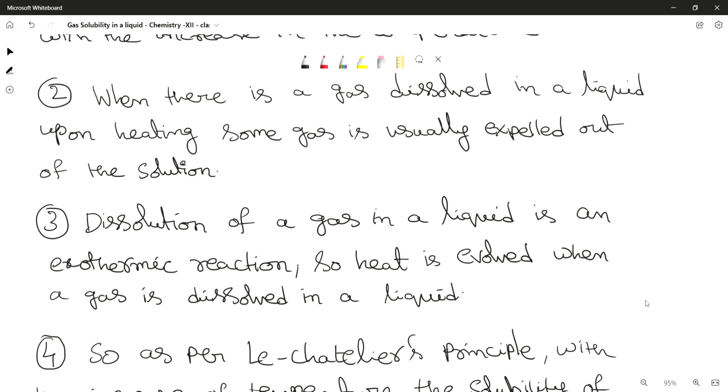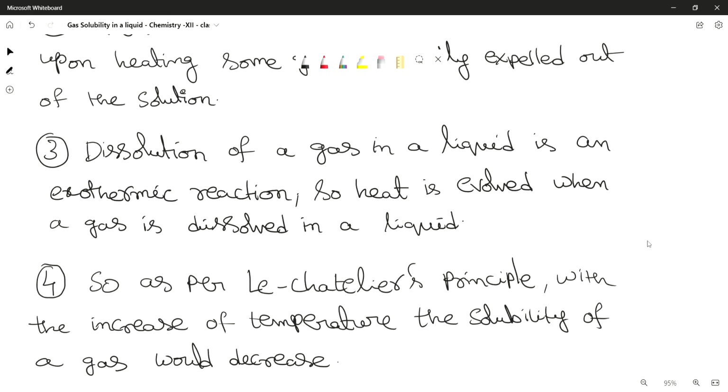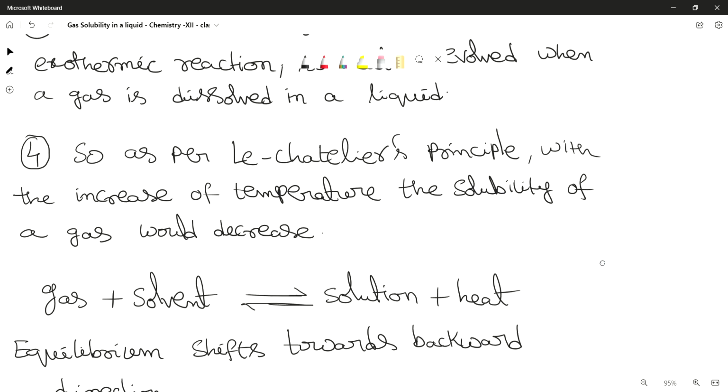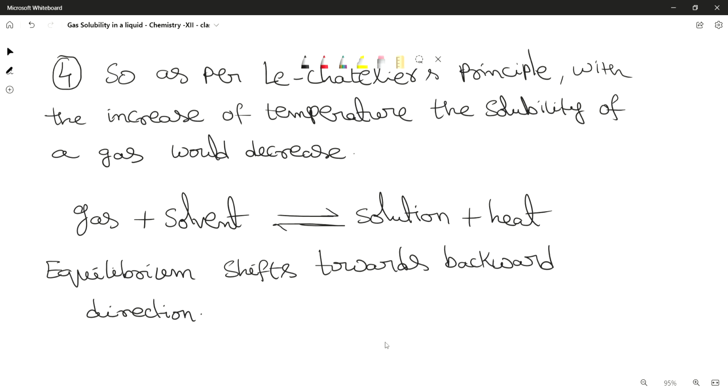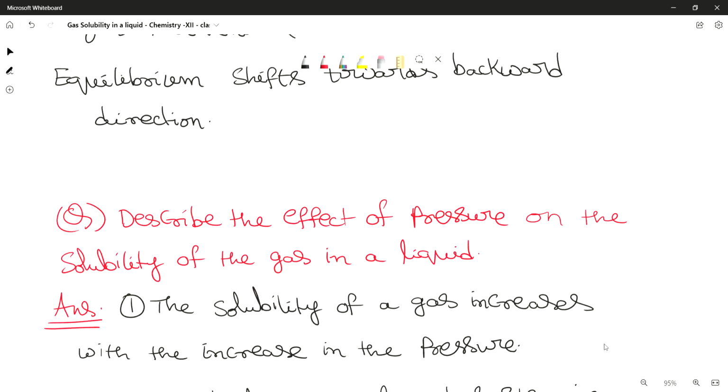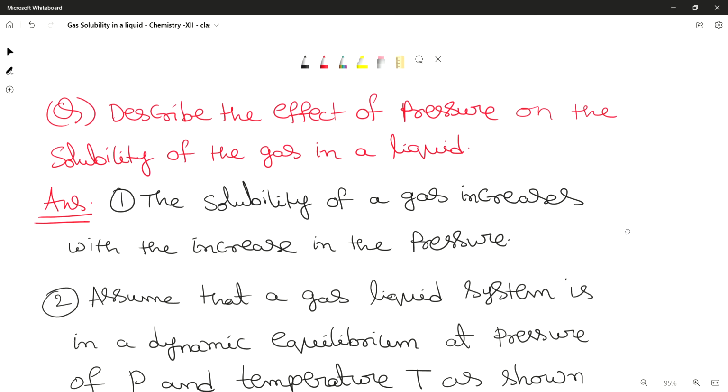Dissolution of a gas in a liquid is an exothermic process, so heat is evolved when a gas is dissolved in a liquid. As per the Le Chatelier principle, with an increase in temperature, the equilibrium for exothermic reactions shifts backward. It is like gas plus solvent dissolves to form the gaseous solution, and there is an evolution of heat. So the equilibrium shifts in the backward direction. This is how temperature affects the dissolution of a gas in a liquid.